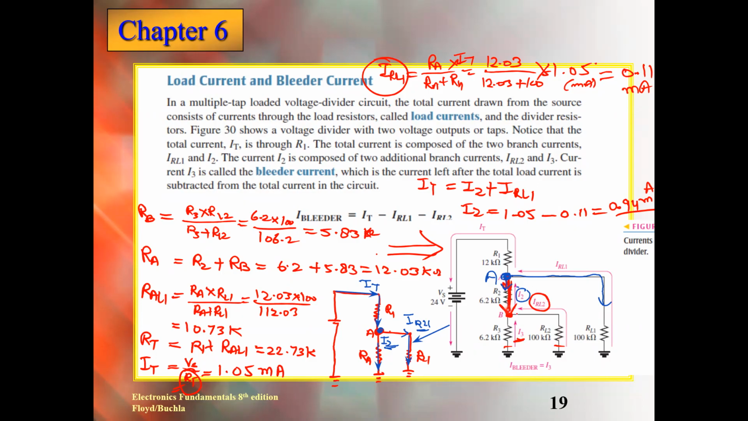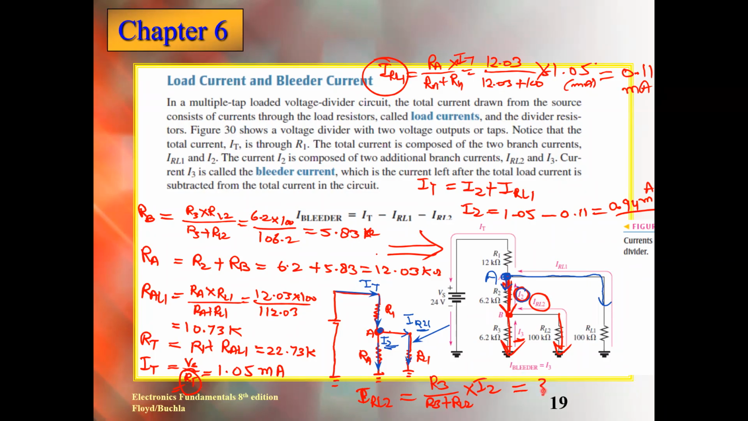So again, we can apply the current divider rule. The total I2 is dividing into two parts. One current is here, another current is there. So we can again apply this. Are you getting my point? Yes. So we can calculate IRL2 is equal to R3 over R3 plus RL2 multiplied by I2. This is the current which is dividing, and then you can get this.